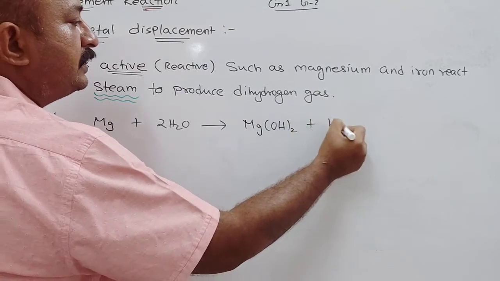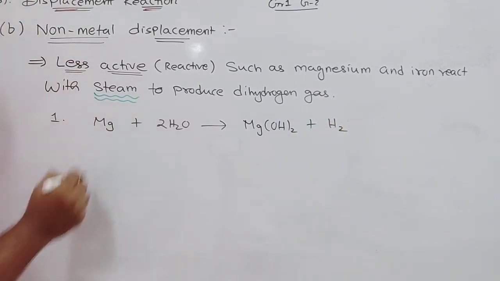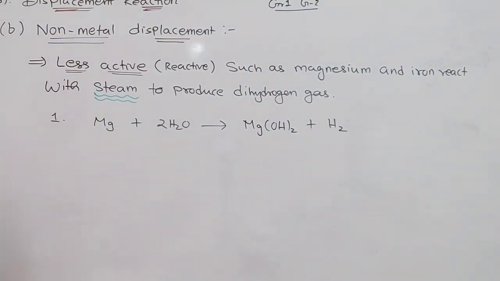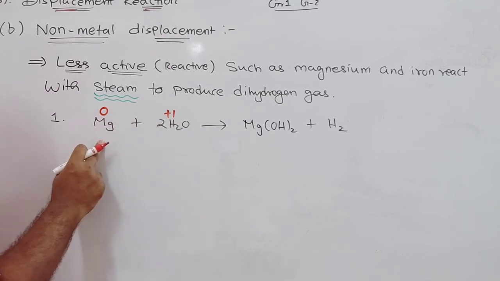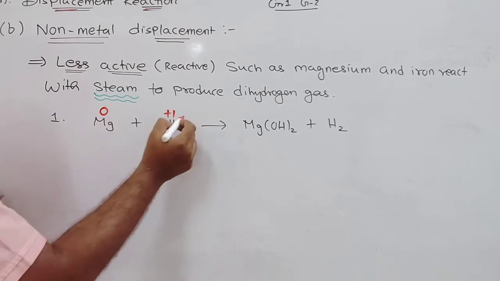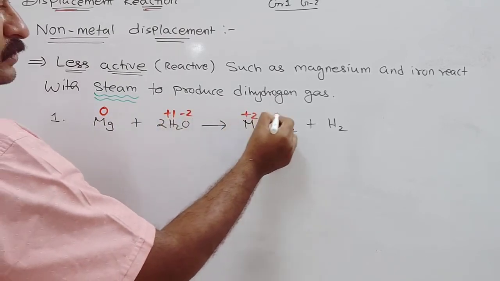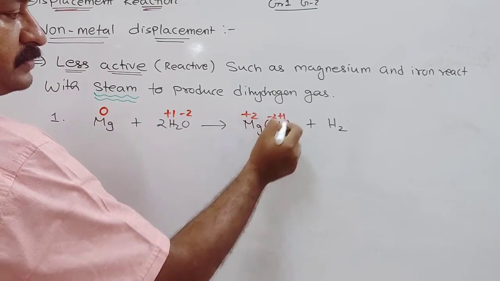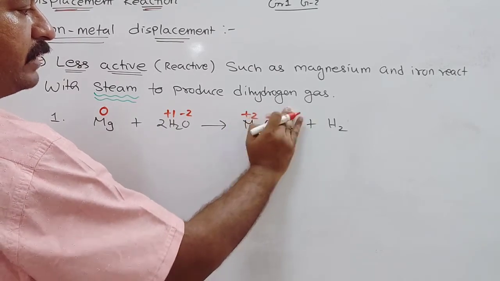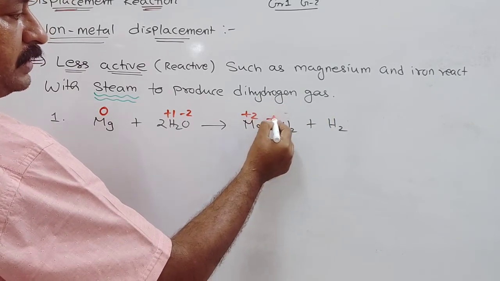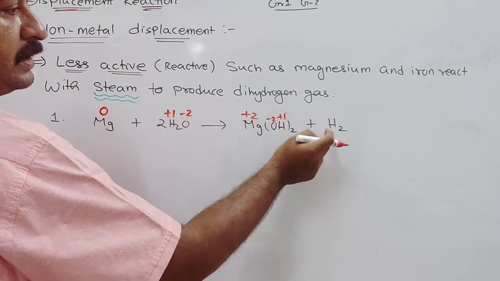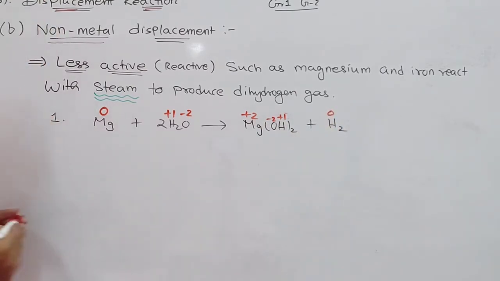Mg plus 2H2O gives Mg(OH)2 plus H2. In this case, you can see here I write the oxidation states: 0, plus 1. Elemental state means 0, as we have seen in the rule. Minus 2, plus 2, minus 2, plus 1. For this, the total is 0, so you can write minus 1 also if you want. Minus 2, plus 1, and this one 0.